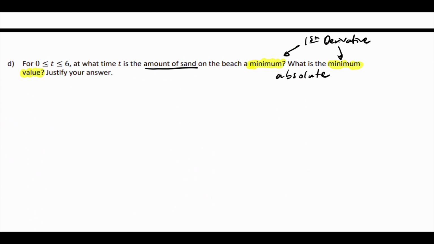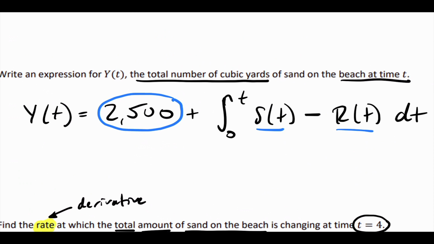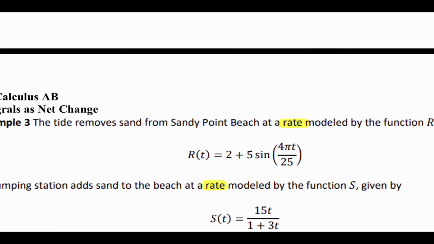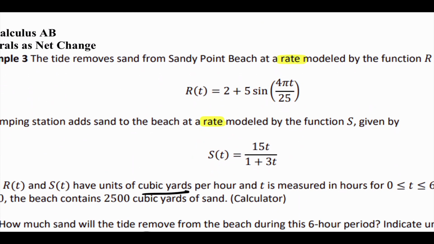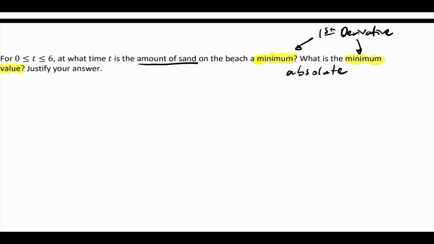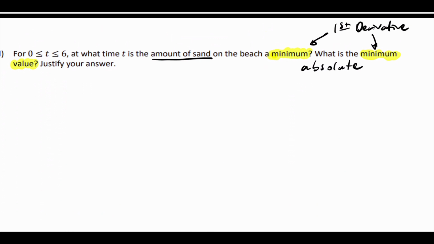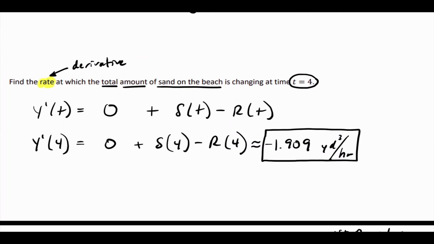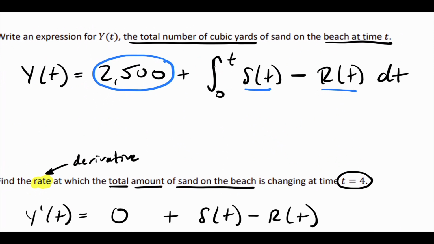If we want to know amount of sand, we're going to use this guy right here, right? That's the guy we're going to use. If we want to know something about the rate, we're going to use these guys, okay? They didn't say anything about rate. There's nowhere in there that says anything about rate. It's amount of sand, right? So we need to find the first derivative test for this guy right here.